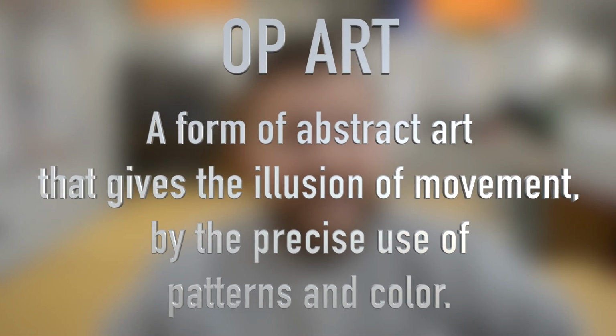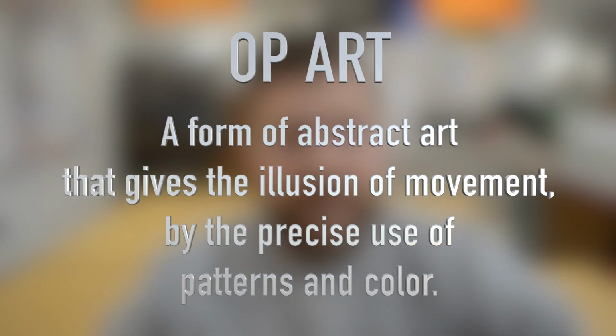When something plays tricks on your eyes, it's called an optical illusion. Op art is simply artwork that plays tricks on your eyes. Op art is a form of abstract art that gives the illusion of movement by the precise use of patterns and color. It might give the viewer a feeling of something that is moving, swelling, warping, or even flashing. Here are some examples to look at to see how optical illusions or op art might have an effect on you.